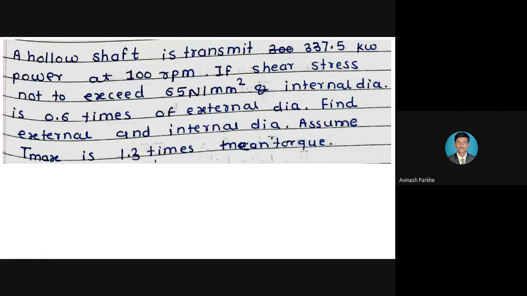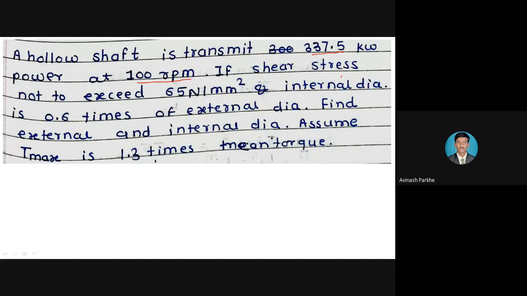So this is the problem in front of you. Just read the statement carefully, try to understand and solve it. A hollow shaft, the name itself suggests at the starting of the statement which type of shaft is given, that is a hollow shaft which transmits 337.5 kilowatt power. How much power transmission is taking place, that is 337.5 kilowatt power at 100 rpm. So the speed is also given.